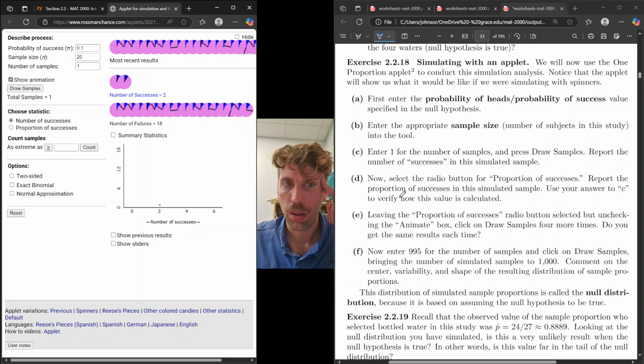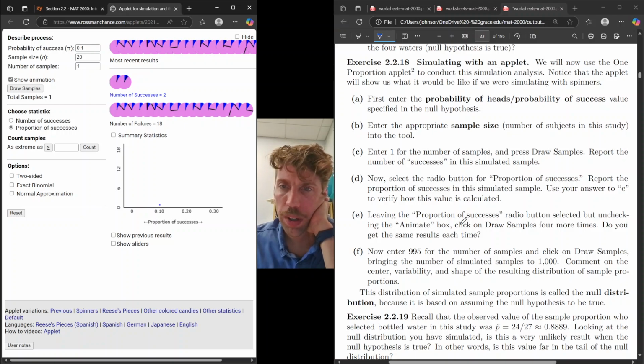Report the proportion of successes in the simulated. Your answer should be your answer to C to verify. Use your answer to C to verify how this value is calculated. So to verify is like show me an equal sign between your answer to part C and your answer to part D. What did you do algebraically that you can give me an equal sign between those two things, right?